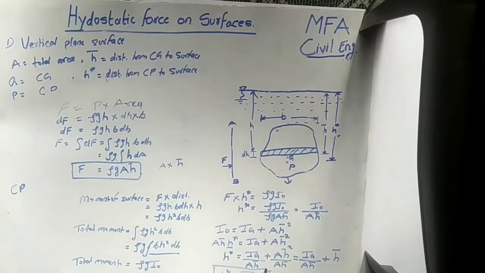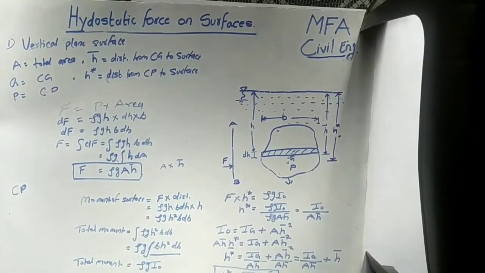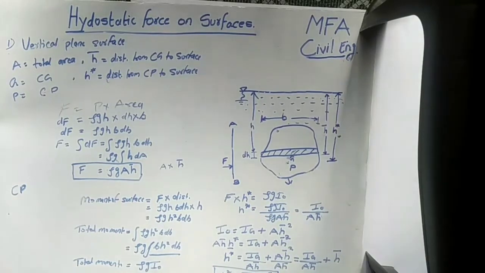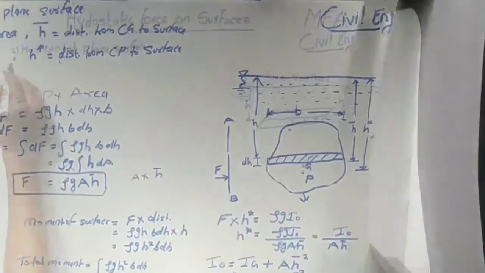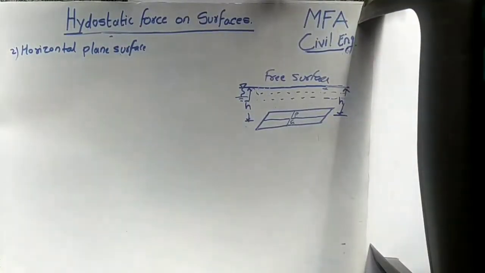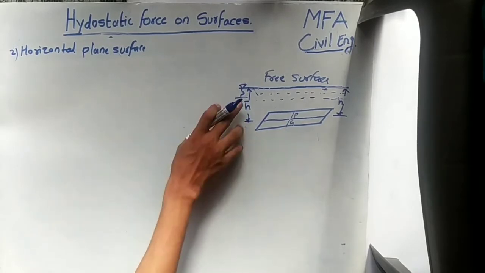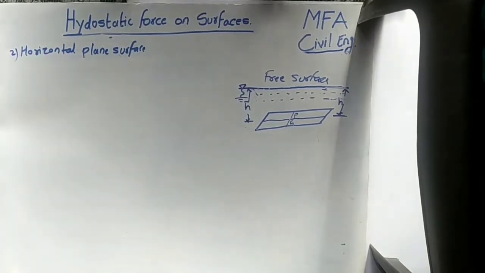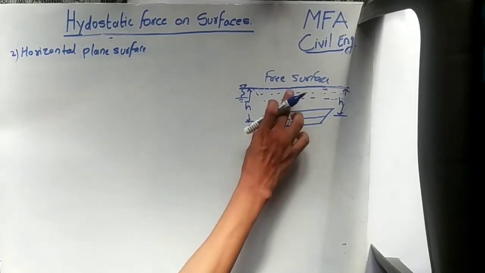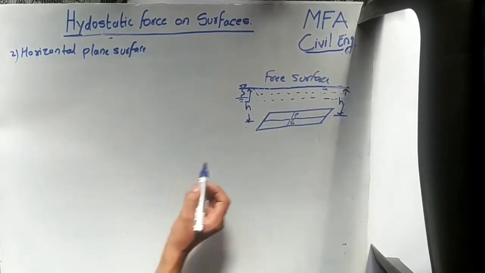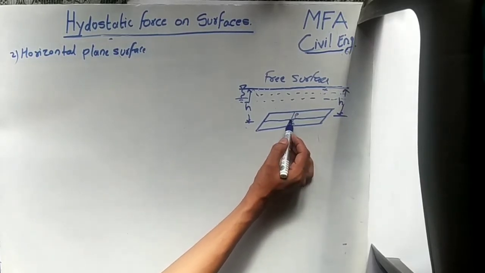This is the expression for the center of pressure of a vertical plane surface when the surface is submerged inside the fluid. Now the second case is a horizontal plane surface. Consider a horizontal plane surface submerged inside the liquid at a distance h from the free surface. Every point on this surface is at an equal distance from the free surface of the fluid. In this situation, the center of pressure and the center of gravity are at the same point.